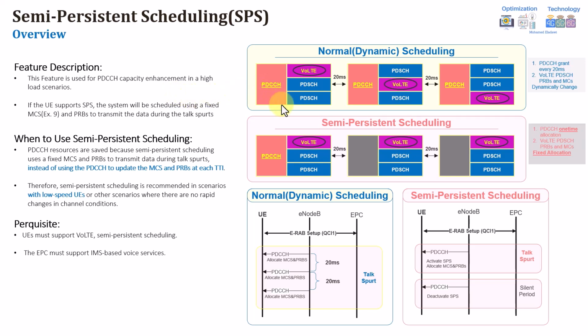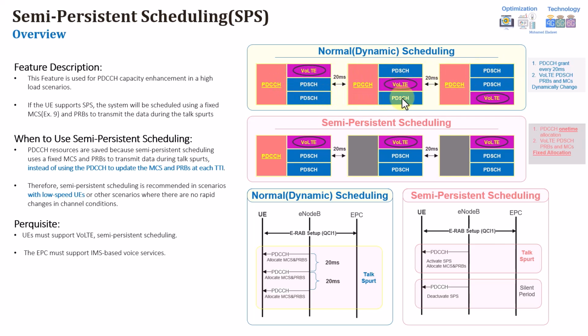So let's first try to recall what the normal scheduling in VoLTE was. If you remember, the VoLTE packets are transmitted every 20 milliseconds. So the PDCCH allocation or PDCCH grant will be allocated every 20 milliseconds. Accordingly, you will have your PRBs or resource blocks and the MCS, the scheduling part, allocated to the user every 20 milliseconds based on the PDCCH grant allocation.